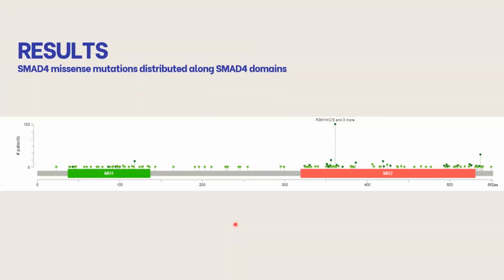This photo showing SMAD4 missense mutations in colorectal cancer distributed along SMAD4 domains was obtained from cBioPortal. SMAD proteins have two evolutionarily conserved regions. Obviously, when we want to study mutations, we have to understand on which domains they lie, so we can understand the significance of the mutation. In this case, I have two main domains, the MAD homology 1 and the MAD homology 2. They're separated by a linker region.